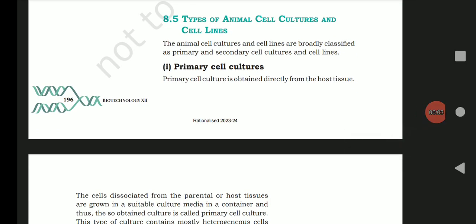Let us discuss the types of animal cell culture and cell lines. There are two types of cell culture, that is primary and secondary cell culture, and it's broadly classified, as well as cell lines. That is primary cell culture, in which the tissues are derived from the host directly.